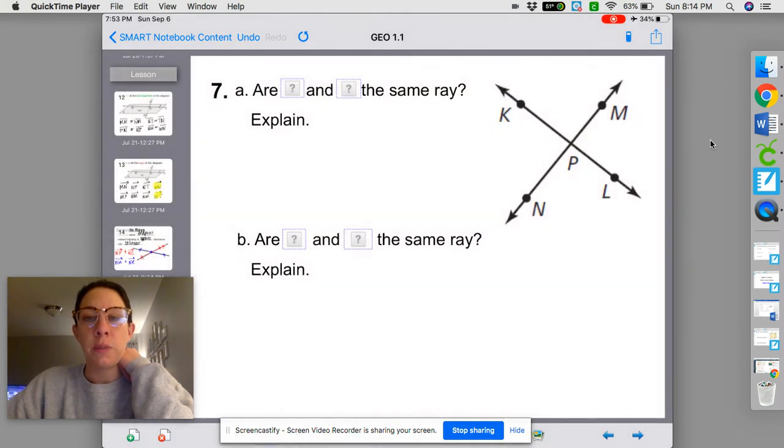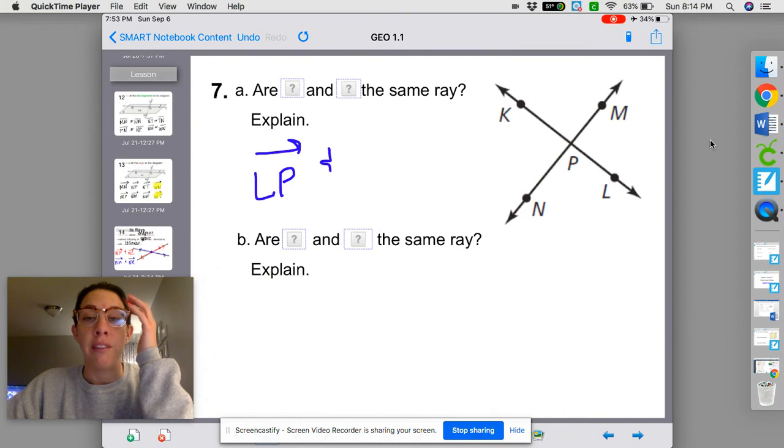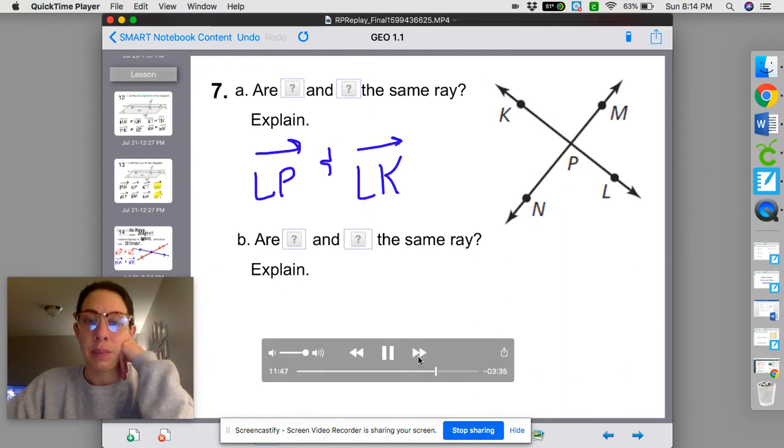Okay, since I'm on my iPad, it wouldn't display the content that was on the Smart Notebook. So this was just practicing determining if 2 rays were the same or if they weren't. So I'm going to write it up here in a second, what should have been on the lesson. So let's say I have ray LP and ray LK.